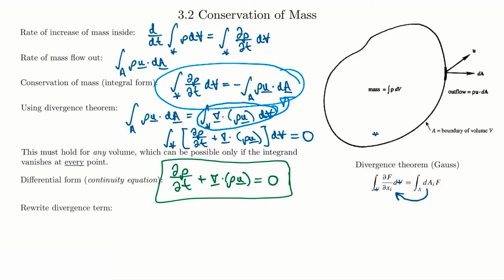There are different ways we can write this too. If we rewrite that divergence term like this, if we expand it out, then based on what we have for the material derivative, we can write it like this.